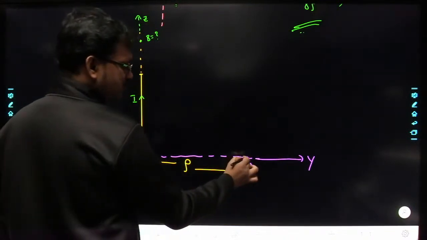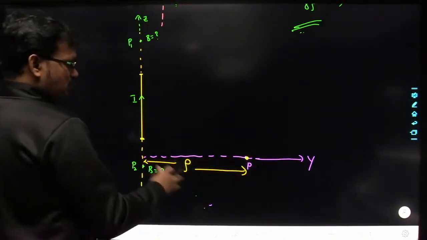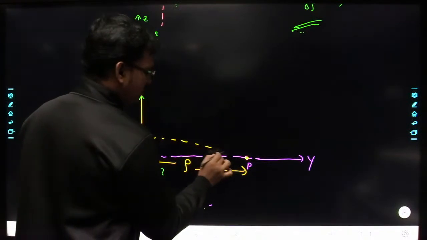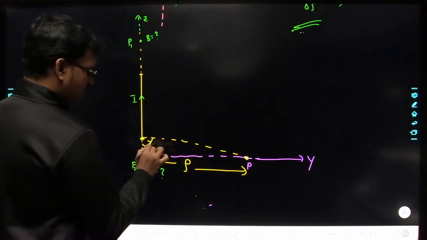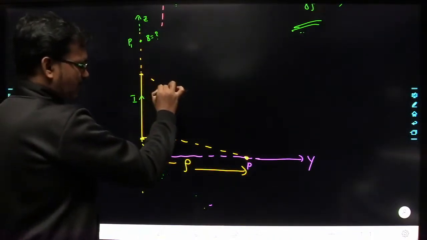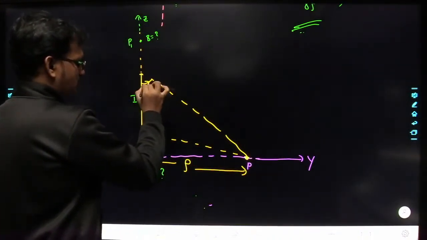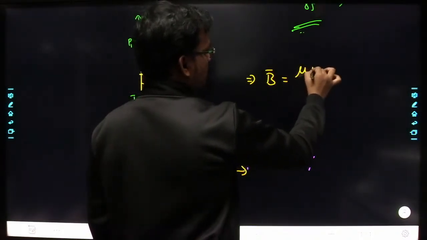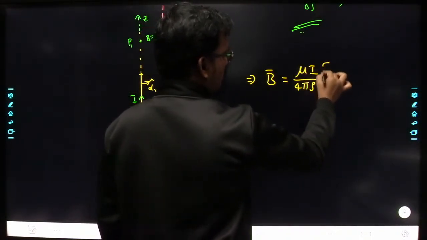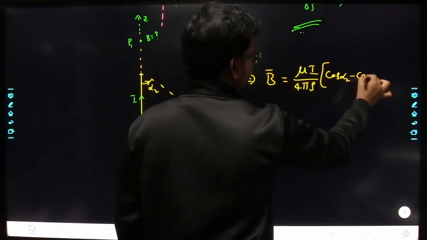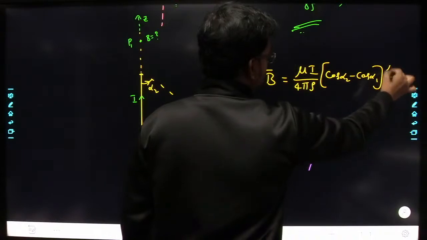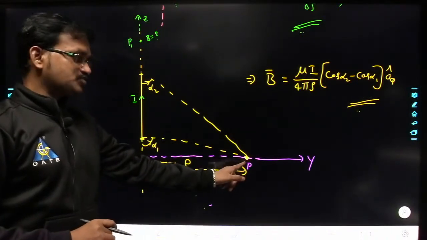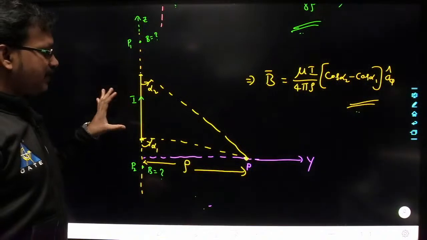Whenever we try to determine the B field at a normal distance rho from the current carrying wire, we have considered the angle made by this end as alpha 1, and the angle made by the other end as alpha 2. So we got B field is equal to mu I by 4 pi rho into cos alpha 2 minus cos alpha 1 into A phi cap. This is the expression to determine the B field at this point P due to a current carrying wire of finite length.